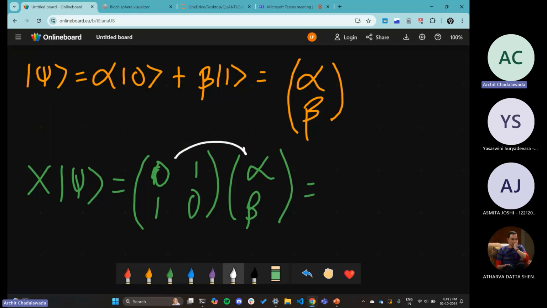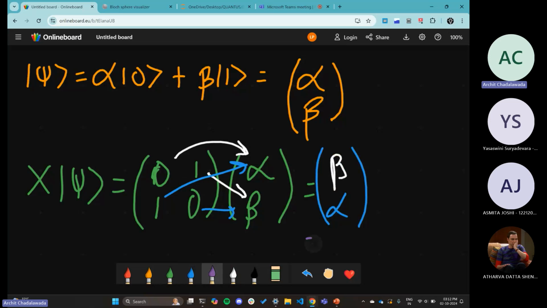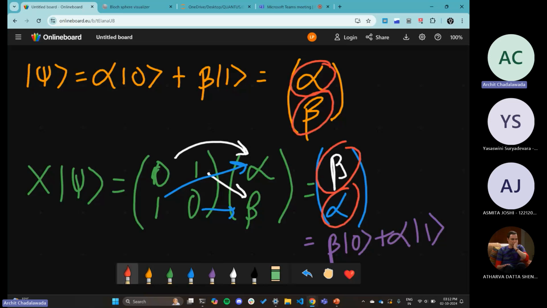First, 0 into alpha plus 1 into beta gives us simply beta. And 1 into alpha plus 0 into beta gives us alpha. So hence we obtained, in Dirac notation, beta into ket 0 plus alpha into ket 1. So what the X gate basically did was it flipped the probability amplitudes from alpha, beta to beta, alpha for ket 0 and ket 1. So that's what the X gate does.